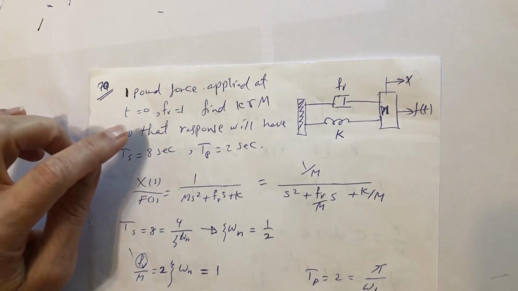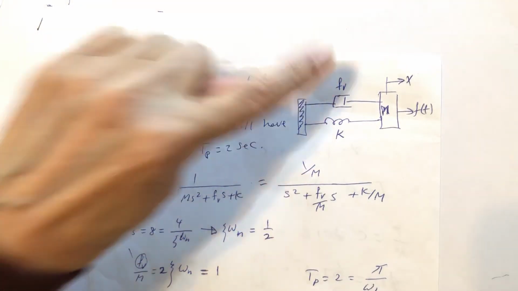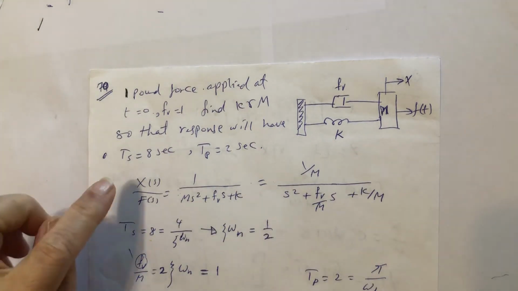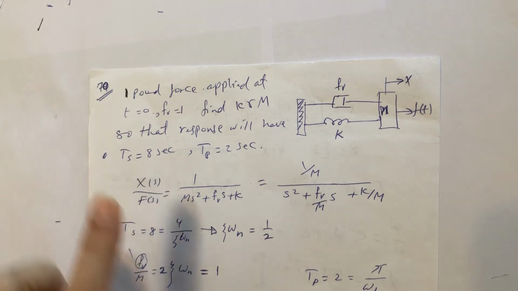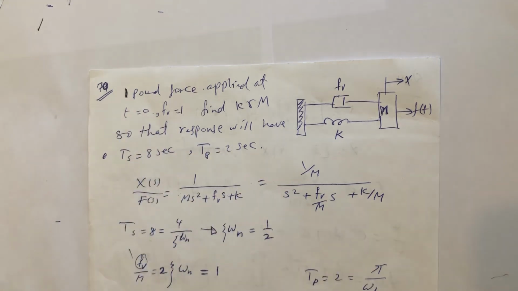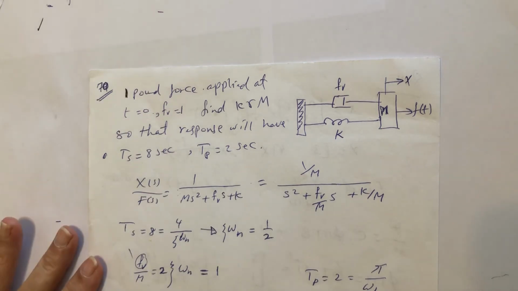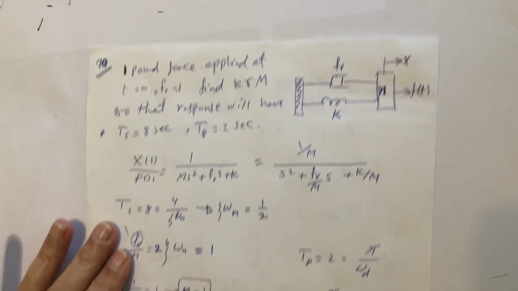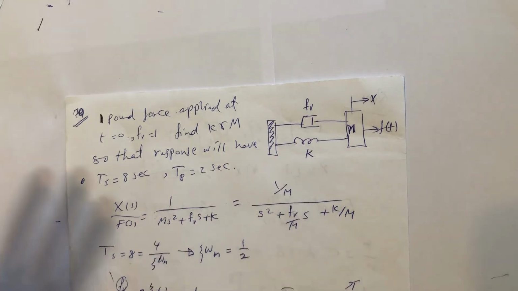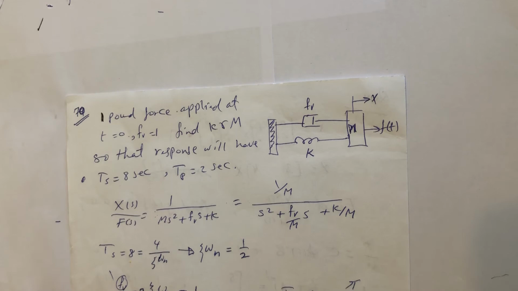At t equal to 0. He's given the damping equal to 1. And he wants to find K and M so that we have a settling time equal to 8 and a peak time equal to 2 seconds. So it's a different requirement, let's say. So we have the transfer function. This is a typical transfer function. You have to remember it always so that you can write it straightforward, okay?